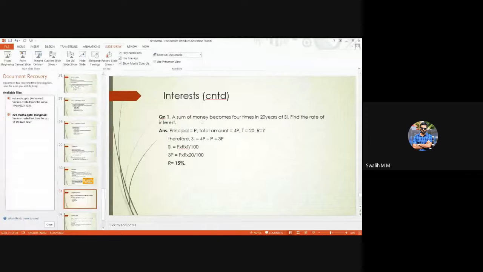That also, you do in the same format. Then R would be given, and T you have to find. The same way you can find it. This is very easy. Any doubts?